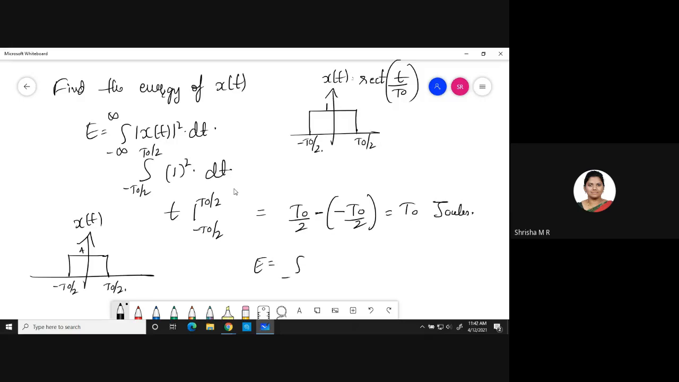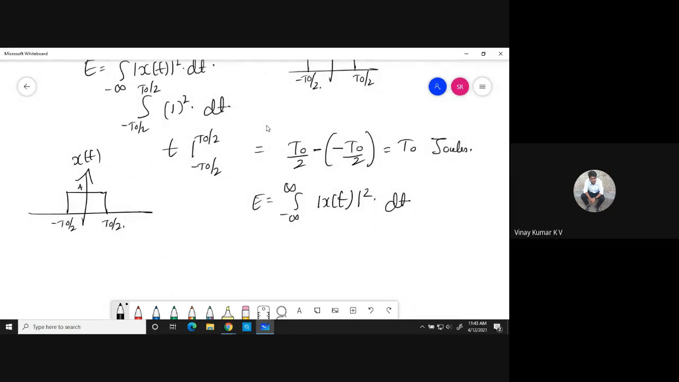Energy E is equal to the integral from minus infinity to infinity of x(t) squared dt, right? So A squared T. It will be A squared, right? Amplitude is 1 here, so we had written 1 squared. Here, the signal exists from minus T0 by 2 to plus T0 by 2. What is the amplitude? It's A squared dt.